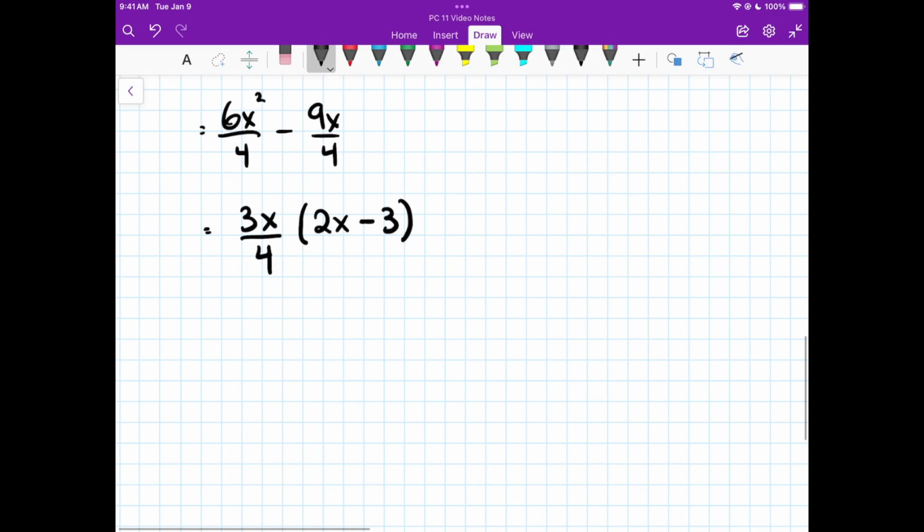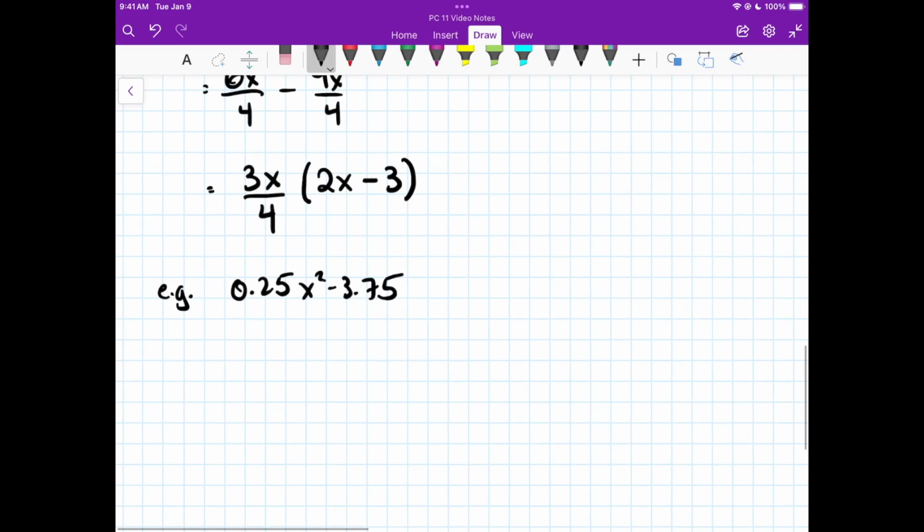And then last thing for common factors. If we had something like, say, negative 0.25x squared minus 3.75. The thing with decimals, typically when we have decimals, if we want to take out common factors, we're just going to take out the entire first decimal, often, not always. So in this case, we're going to be taking out that 0.25 as our common factor.